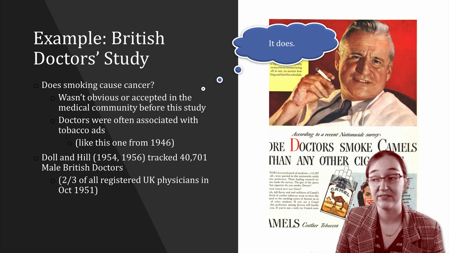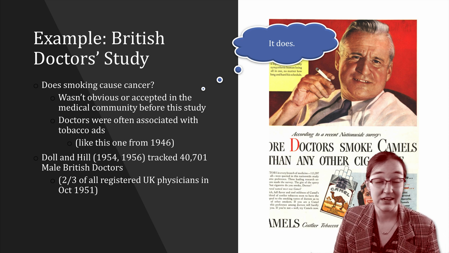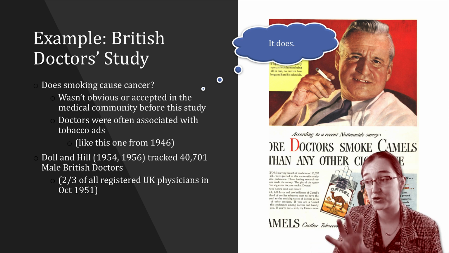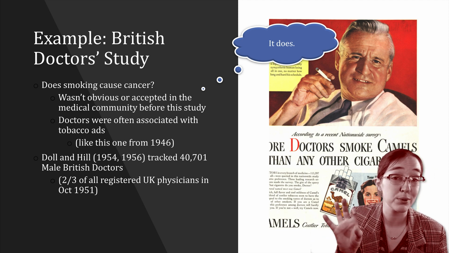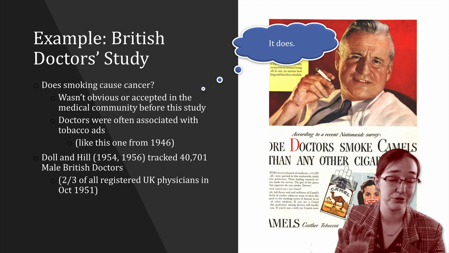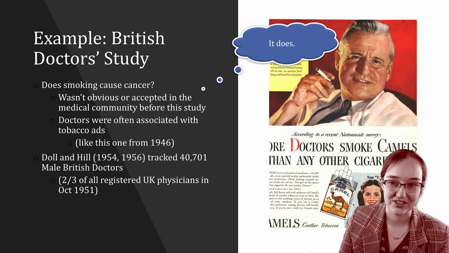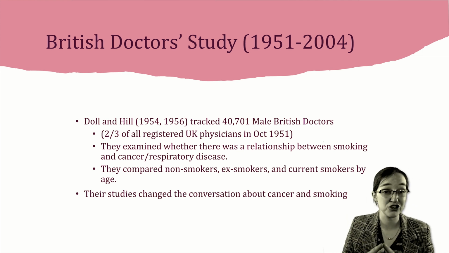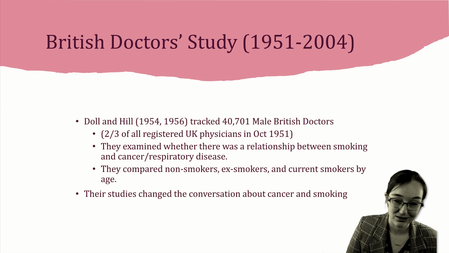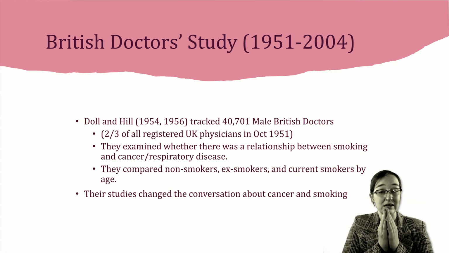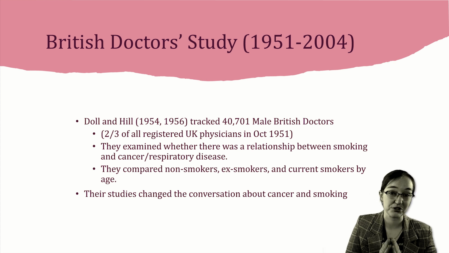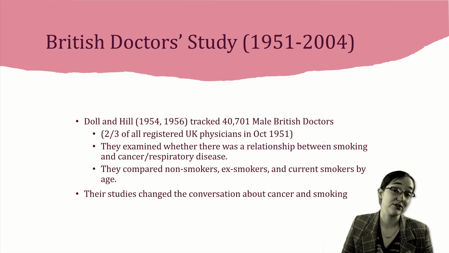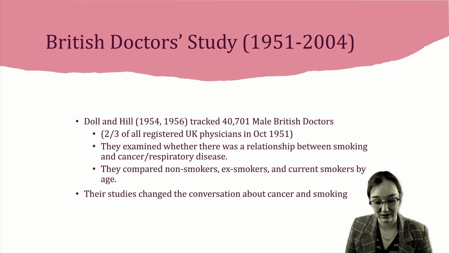proliferation of scientific evidence. So Doll and Hill published results in 1954 and 1956, and they tracked 40,000 plus male British doctors. This is about two-thirds of all registered UK physicians in October of 1951. So they examined whether there was a relationship between smoking and cancer. They compared non-smokers, former smokers and current smokers by age. And frankly, this entire study changed the conversation about cancer and smoking.